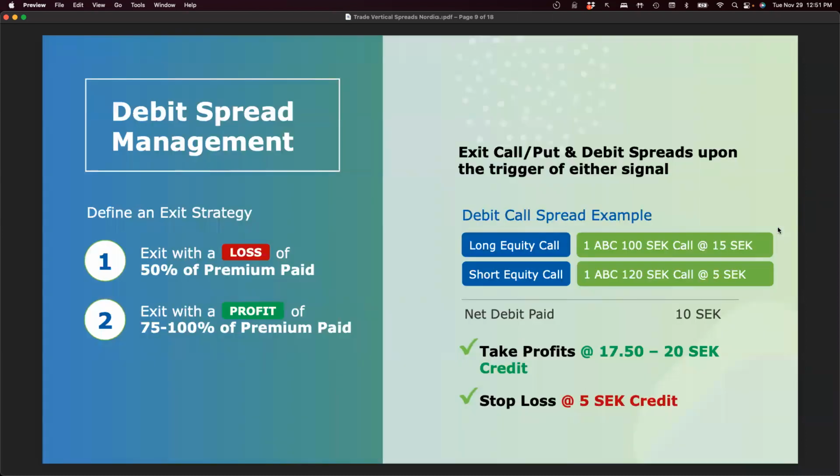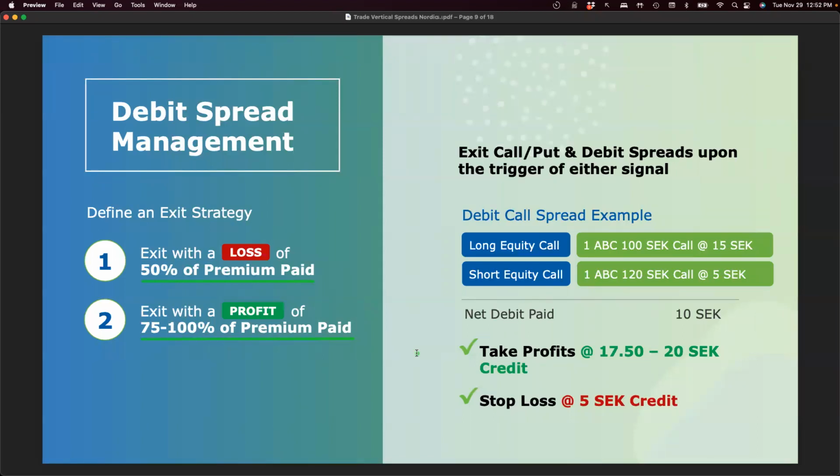And some of the rules that we have in place for managing a debit spread is you have two possible criteria to either cut your losses on a trade that's not working out or start taking profits. So the rule of thumb that we generally have is that if you've lost 50% of the premium that you've paid, it's time to cut your losses and move on to the next trade. And I'm going to go through an example of that. But if the trade is starting to move in the direction that you expect it to, and you've made somewhere between 75 to 100% of the premium that you've paid, then it's also time to take profits.